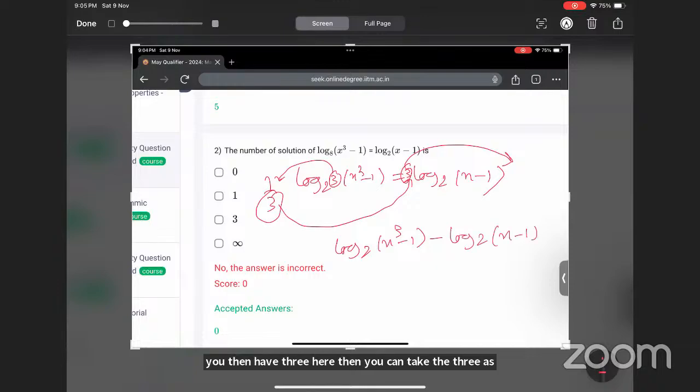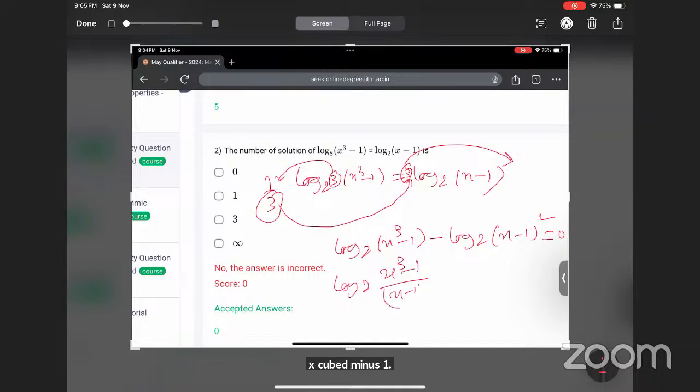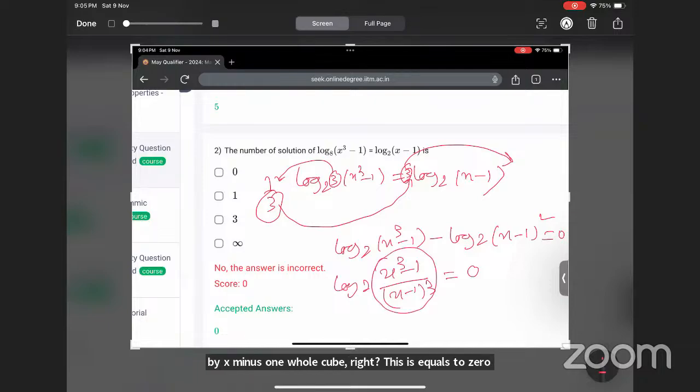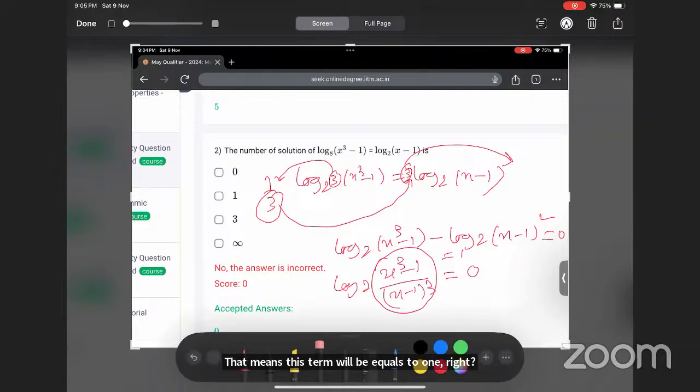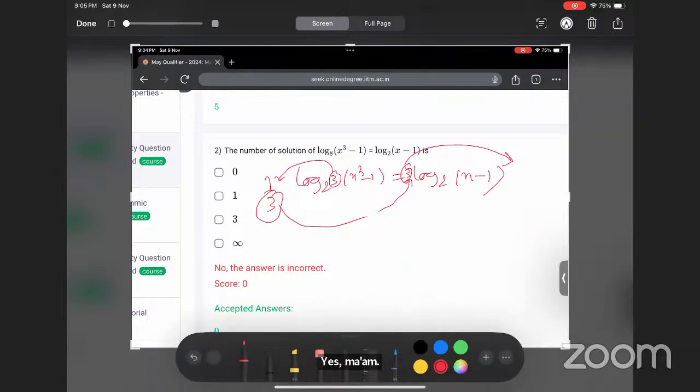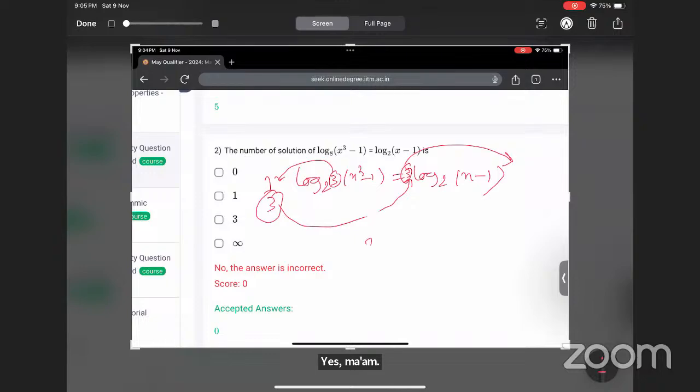These steps I'm not doing in detail, because you are all comfortable with them, I think. (x cube minus 1) by (x minus 1) whole cube, right? This is equal to 0. That means this term will be equal to 1, right? Now you can easily solve it. So if it is 1, x cube minus 1 equals (x minus 1) whole cube. Somewhere I'm getting a doubt. Yeah, x minus 1 whole cube. Okay.